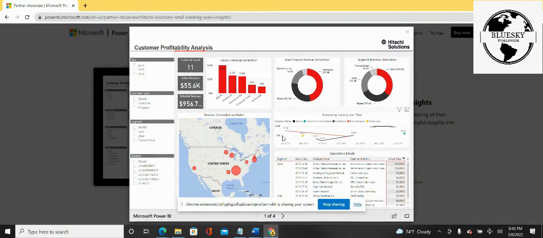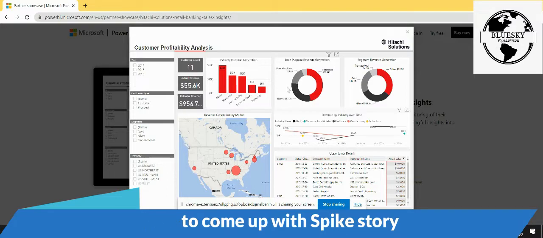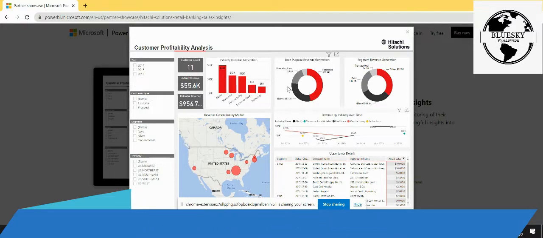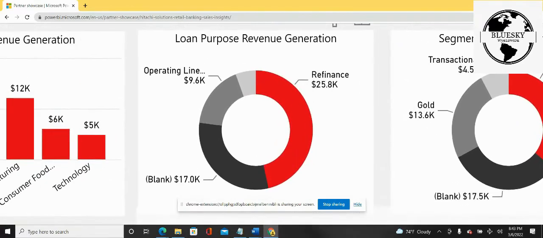So we'll cover three segments. One is how to come up with a functional user story, how to come up with a technical user story, and how to come up with a spike story. So I'm just going to reverse engineer because I just don't want to come up with a story out of the blue. So let's assume this is what we are going to code. I'll just reverse engineer and I'll write a user story for this donut chart.